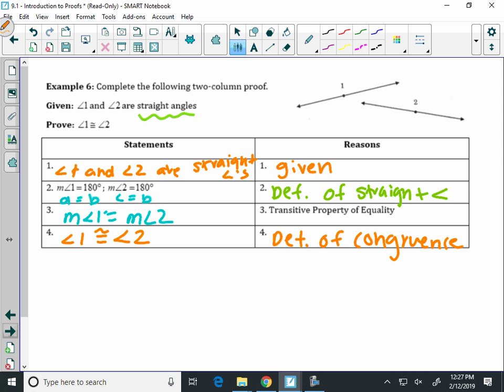Sometimes that pops up. It doesn't pop up a ton, but sometimes it does pop up. You have to be aware. Whenever you go from equal to congruence, it's definition of congruence. Okay? Questions over that?